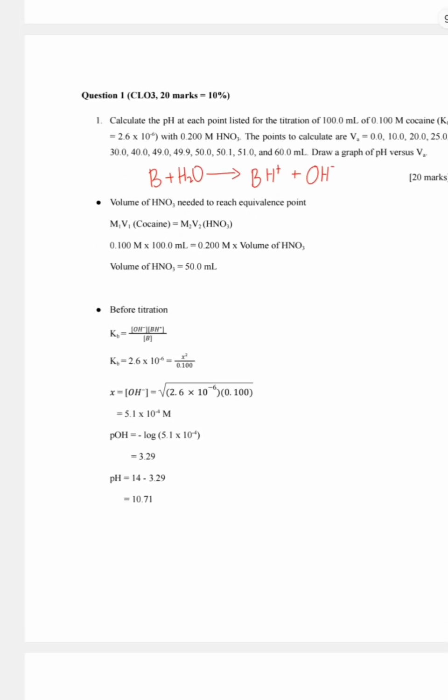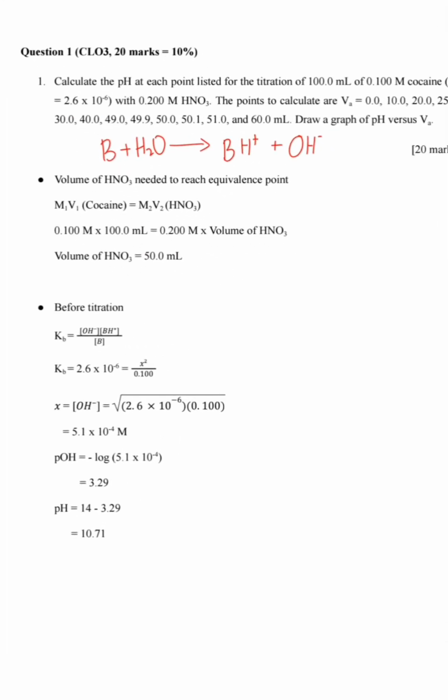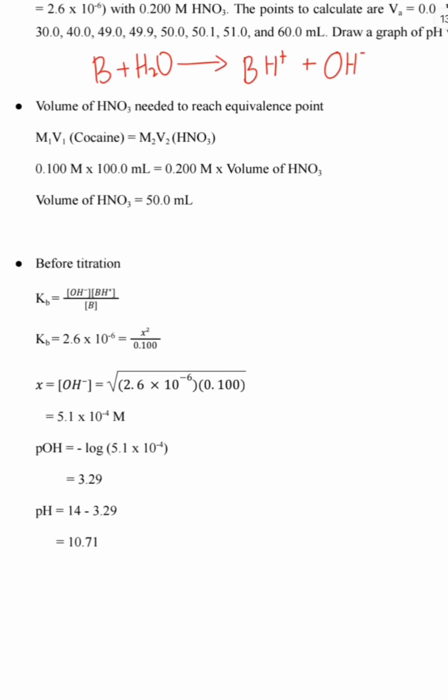Let's focus on the first condition, before any nitric acid is added, or before titration. At this stage, we only have a solution of cocaine, which is a weak base. That means it partially reacts with water, like this. This reaction produces hydroxide ion, and those are what make the solution basic. Next, we are told that the volume of cocaine solution is 100 mL and its concentration is 0.100 molar. The Kb value for cocaine is 2.6 times 10 to the power of -6. We're going to use these values to calculate the pH.